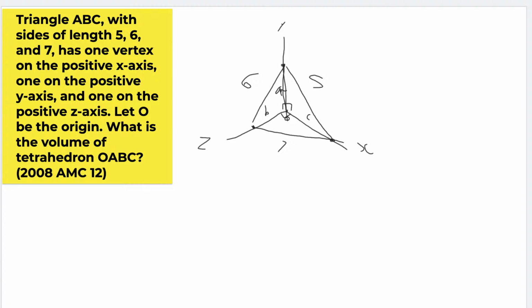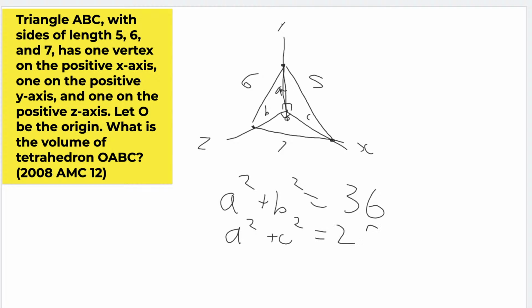So we have A squared plus B squared equals 36, which is 6 squared. And then over here we have A squared plus C squared equals 25. And then we have B squared plus C squared equals 49. Now try solving the problem. Yeah, this is a very nice problem. I want you guys to now solve it. I made the 3 equations that are absolutely needed.